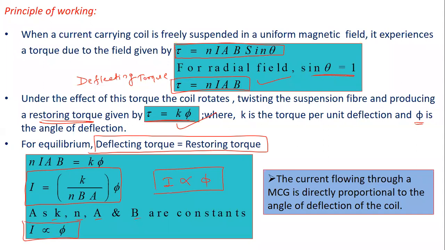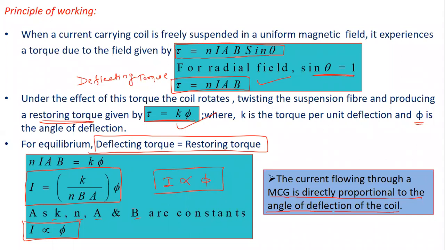It means that the current passing through the coil and the deflection of the coil are proportional. It means that the larger the current passing through the coil, the larger the deflection we get. And this is the working principle of the moving coil galvanometer. So the current passing through MCG is directly proportional to the angle of deflection of the coil. So this is the working principle.